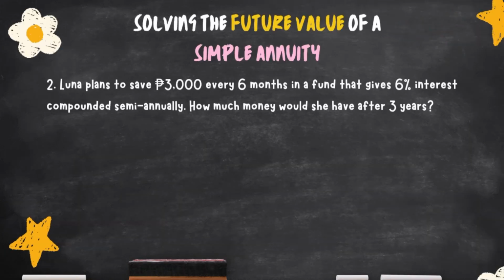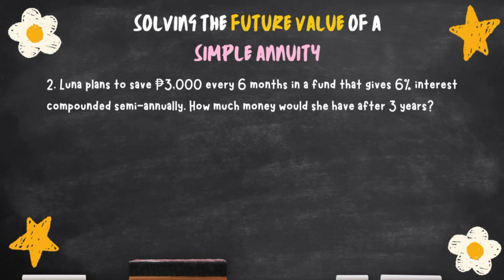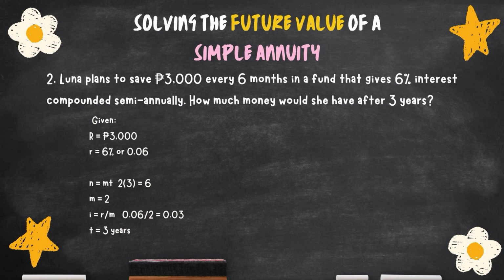Luna plans to save 3,000 pesos every 6 months in a fund that gives 6% interest compounded semi-annually. How much money would she have after 3 years? So let's get the given. We have R, 3,000 pesos, the rate, 6% or 0.06, the conversion period, 2, and the time, 3 years. Then we'll also get the n, and that gives us 2 times 3, which is 6, and the i, r over m, 0.06 over 2, and that gives us 0.03.